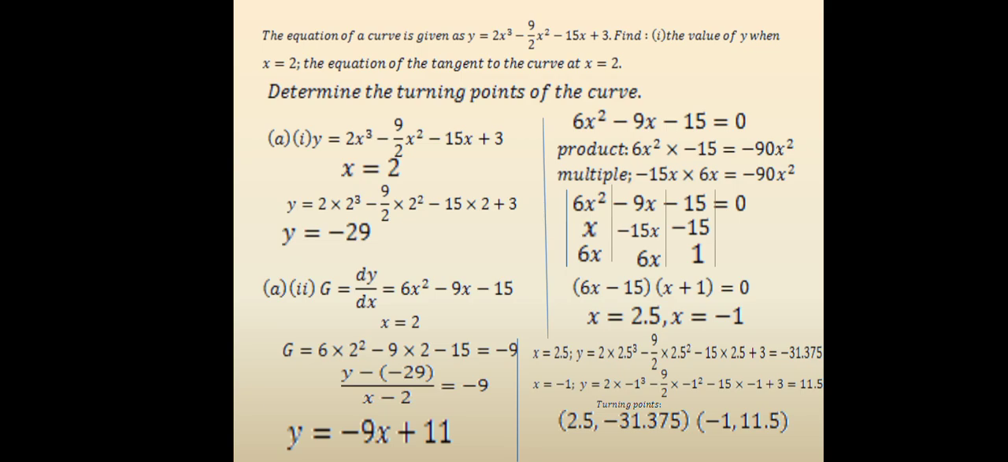The equation of a curve is given by y equals 2x cubed minus 9 over 2 x squared minus 15x plus 3. Find 1. The value of y when x equals 2. 2. The equation of the tangent to the curve at x equals 2. 3. Determine the turning points of the curve.